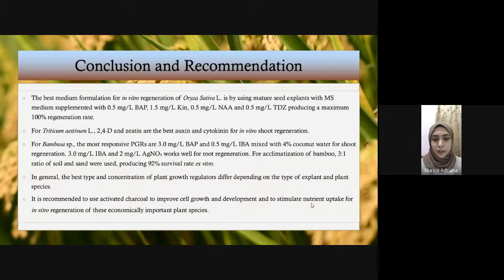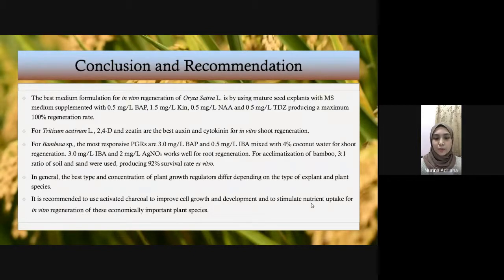For bamboo, the most responsive plant growth regulators are BAP and IBA mixed with coconut water for shoot regeneration. For root regeneration, IBA and silver nitrate work the best. For acclimatization of bamboo, a soil mixture with a ratio of 3:1 of soil and sand was used to produce 92% survival rate ex vitro.